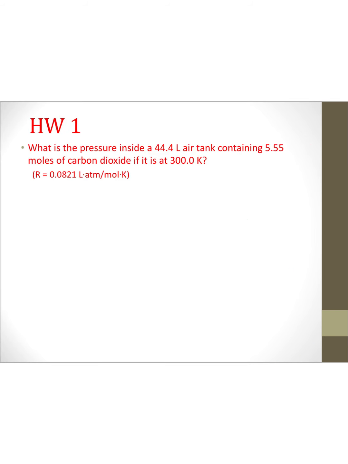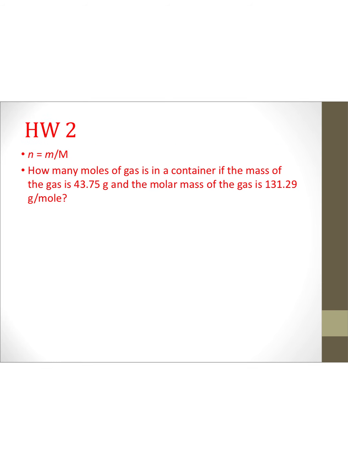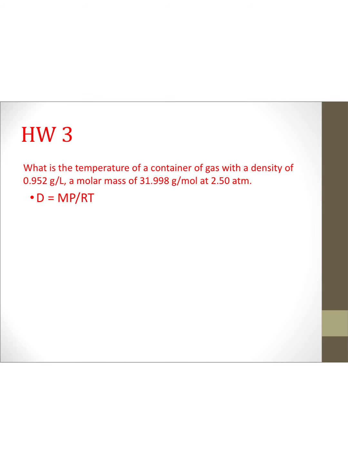So with that, here's your homework assignment. This will be an ideal gas law equation, PV equal nRT. Pick the variable that you're trying to find and isolate it. How many mole? I already have the equation right here, so you're looking for n. It's already arranged by itself. What is the temperature? So here I have to rearrange it by trying to find T.